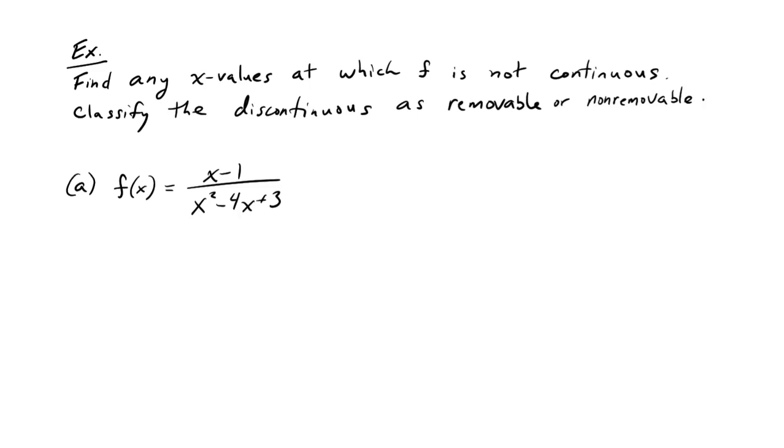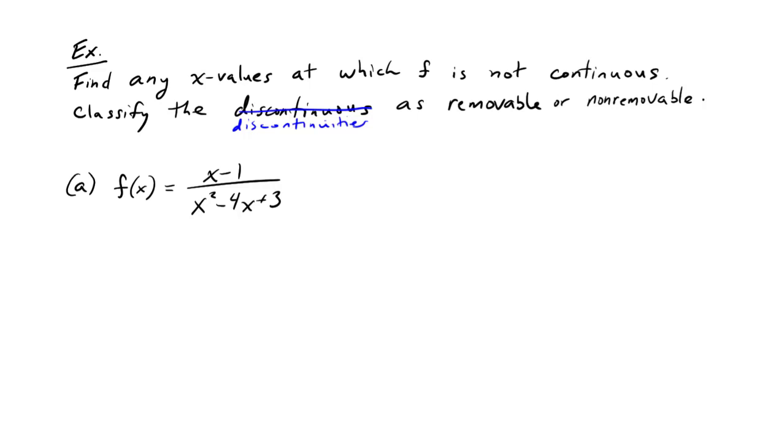So let's look at some examples of discontinuities. All right, so here we're going to find any x values at which f is not continuous, and then classify the discontinuities as removable or non-removable. Okay, so f of x equals x minus 1 over x squared minus 4x plus 3.